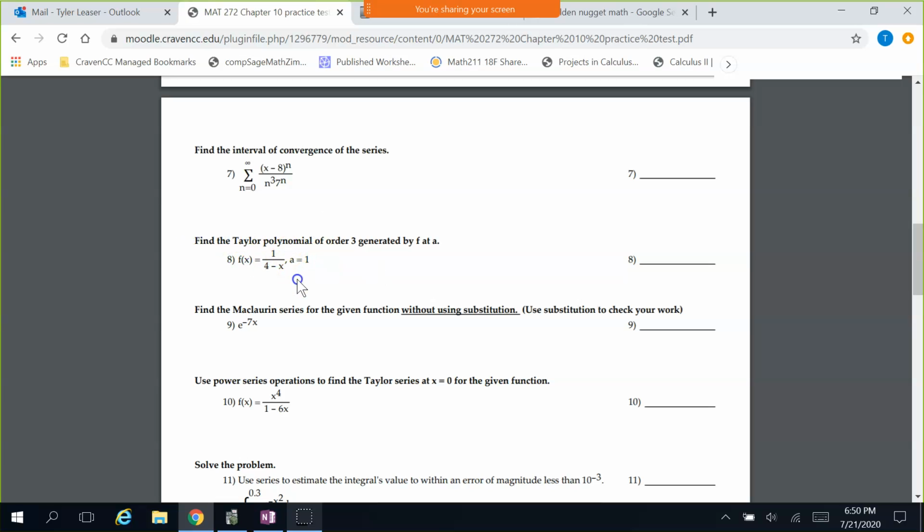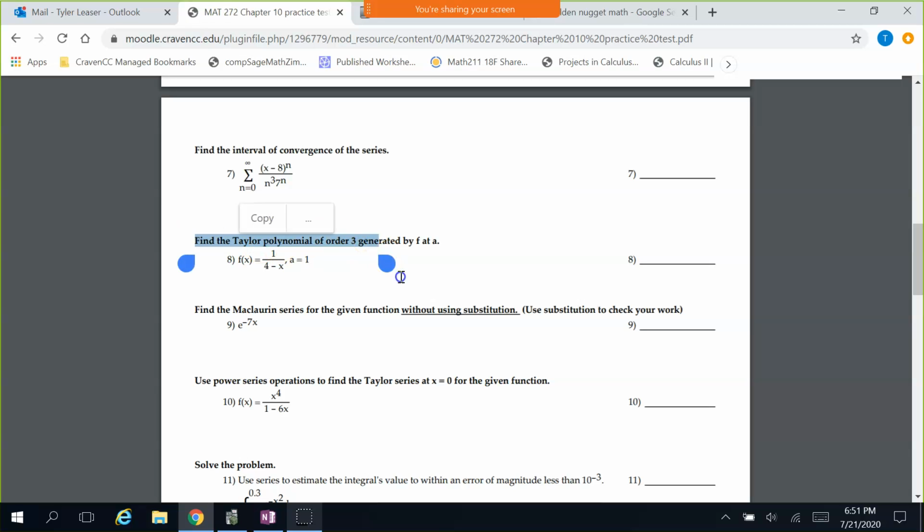But this is the same exact thing. So this is that you would have the Taylor series formula in front of you. You'd have to take some derivatives. We would only have to go up to order 3, so we'd have to go up to the third derivative, and then plug in 1 into all of those to get the coefficients, and then substitute that stuff back in to get the Taylor polynomial.